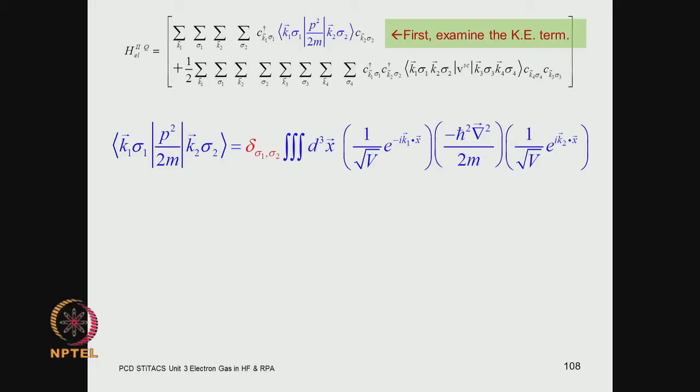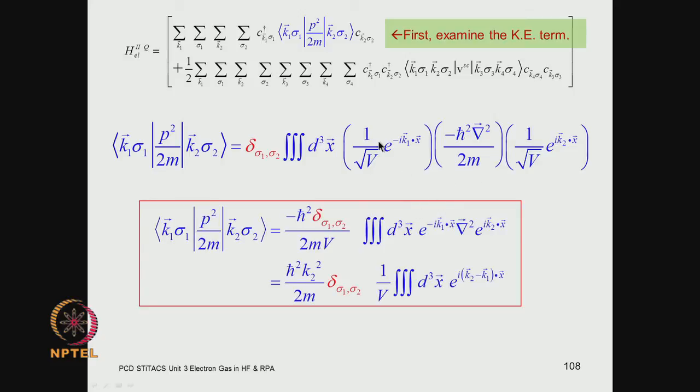Okay. So what do you get? You get from this 1 over root V and 1 over root V, a factor of 1 over V. You get this Kronecker delta between the 2 spins sigma 1 and sigma 2. You have minus h cross square over 2m, and then you get the matrix element of the del square operator, and essentially you have to evaluate this integral. Now, some of you possibly recognize this integral already.